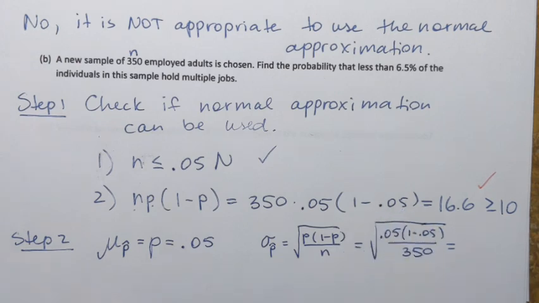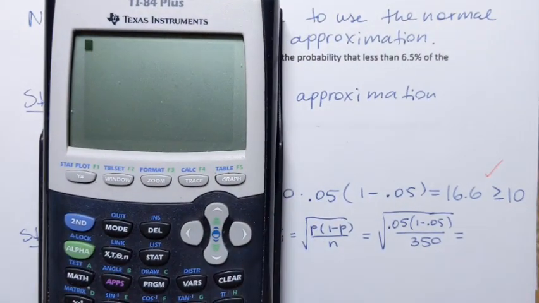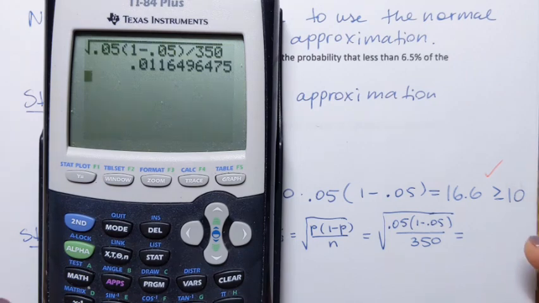I will enter this all as one expression on the calculator. So let me show you how I am entering it. I'm starting with the square root, second, x squared to give me square root, and then inside I'm typing 0.05, parenthesis 1 minus 0.05, and then divide by 350. So that all should be inside the square root. Enter.